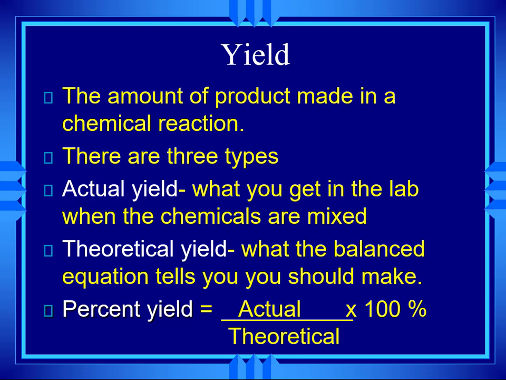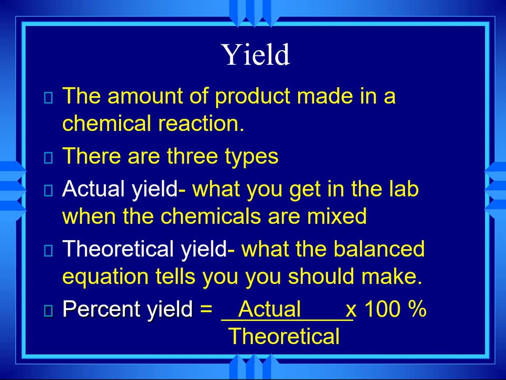It's like every time you've ever gotten a test back, you've done a percent yield. You take how much you actually got on the test, divided by how much you could have gotten if everything went perfectly, times 100. So it's not new math. You do it every time I hand you back a test.